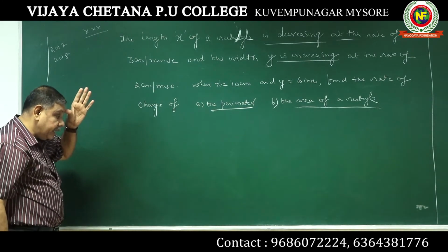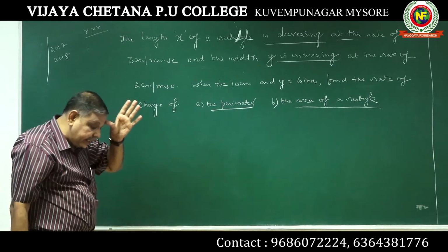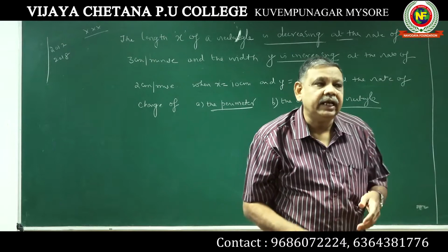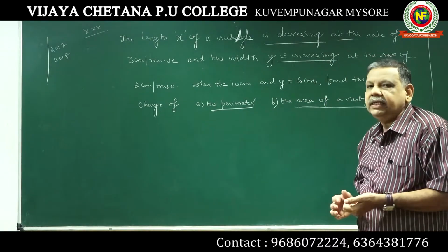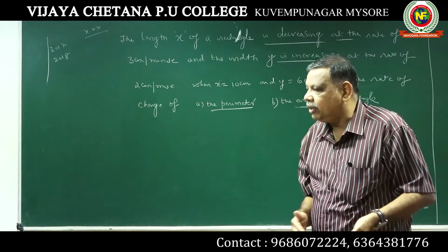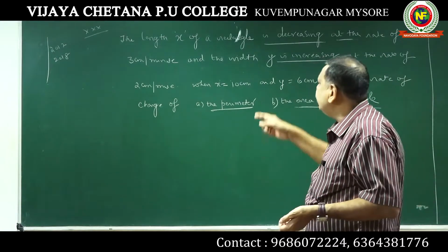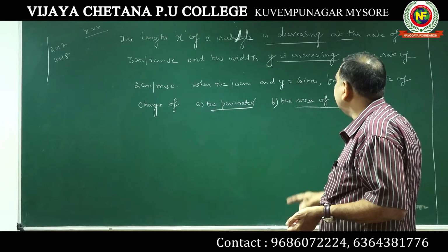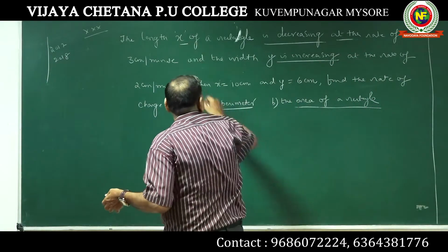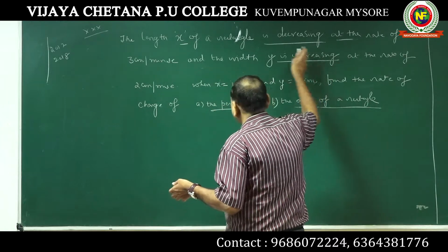Here, if x is the length and y is the width of a rectangle, what is the area of a rectangle? xy is the area of a rectangle. What is the perimeter of a rectangle? 2 into (x plus y). So x is the length he has given, and y is the width he has also given.